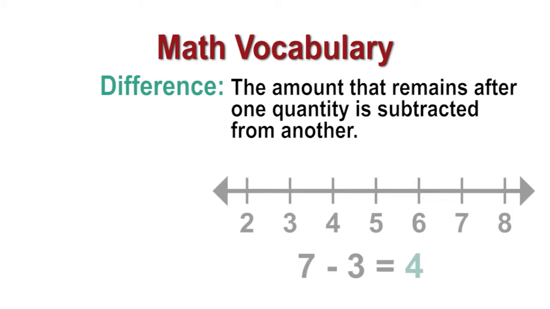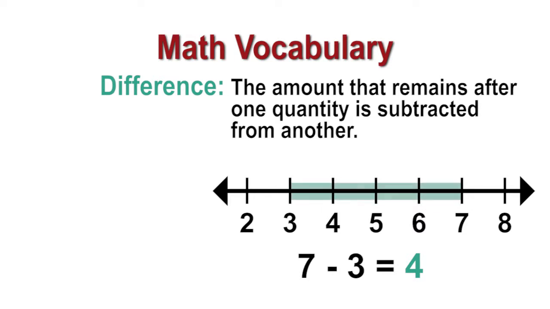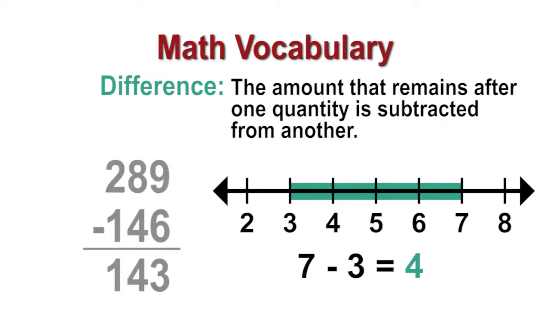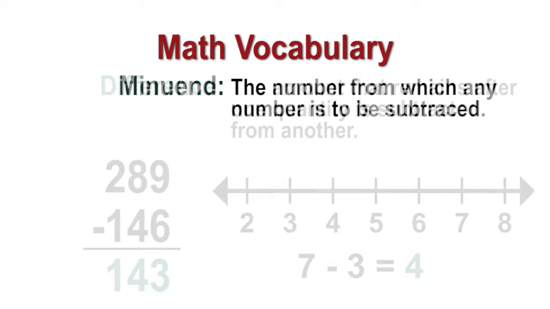Difference. The amount that remains after one quantity is subtracted from another. It is the range between two numbers on a number line. For example, in the equation 289 subtract 146 is equal to 143, 143 is the difference.